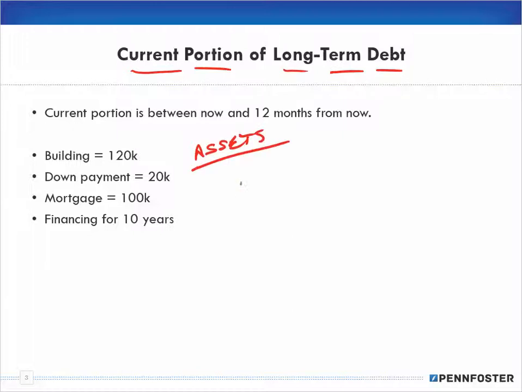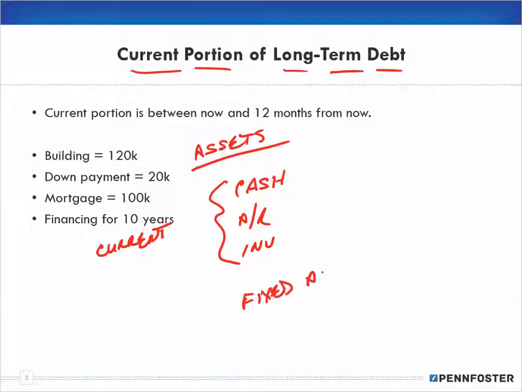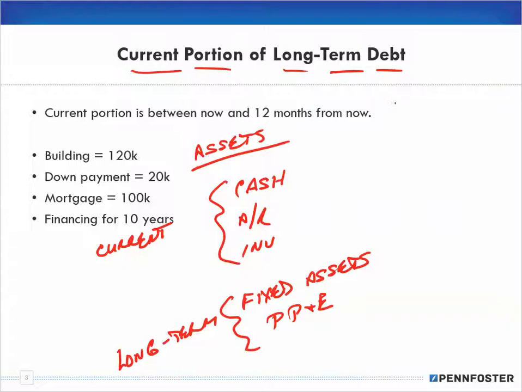Now, if you recall, on our assets, we have cash, we have things like accounts receivable, we have inventory, marketable securities, and so on. But the whole idea here is that these are current. You can think of those as short term. Then we have our fixed assets, like property, plant, and equipment. These are long-term assets.